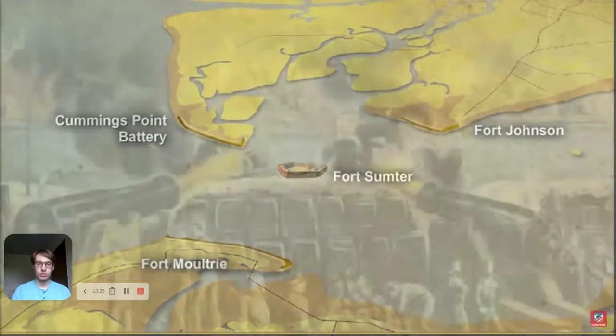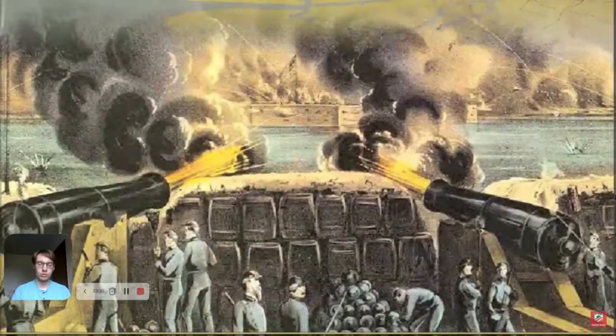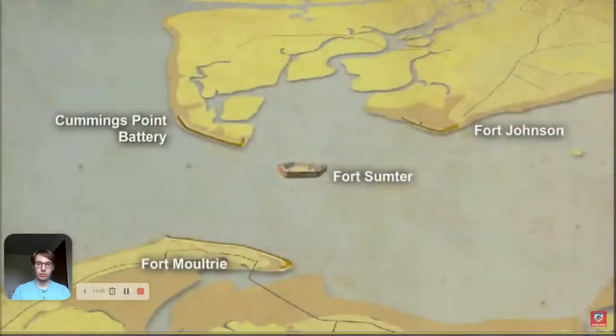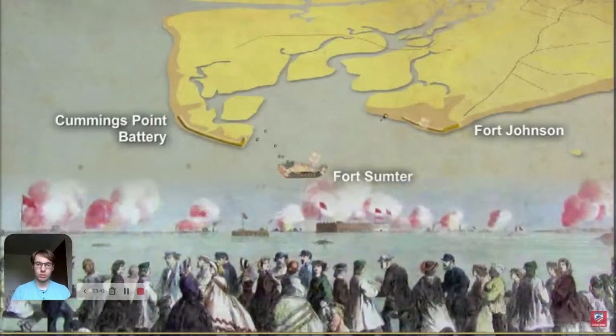At 4:30 a.m. on April 12th, a shot fired from Fort Johnson on James Island burst over Fort Sumter and signaled the Confederate batteries in Charleston Harbor to commence an assault on the fort. The Civil War had begun. At daybreak, Union forces opened fire in response. Charlestonians watched as the bombardment of the fort continued for 34 hours.